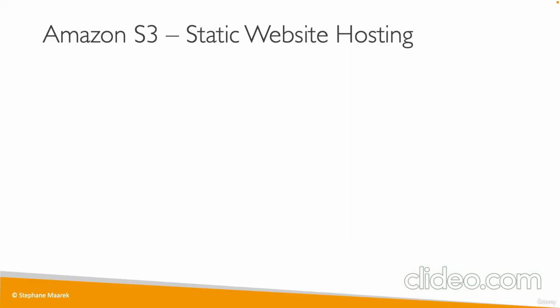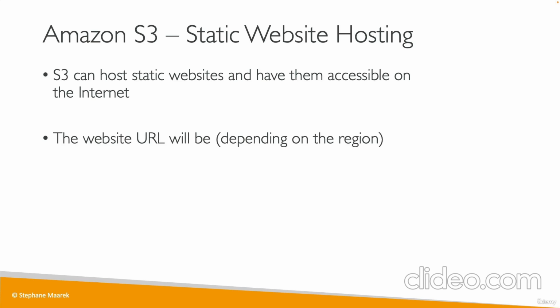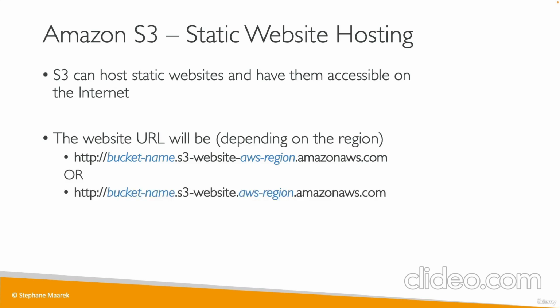So now let's talk about how Amazon S3 can be used to create a static website. So S3 can host static websites and have them accessible on the internet. And the website URL will be, depending on the AWS region where you create this, either this or that. And they look very, very similar, as you can tell, but the only difference is that here you have a dash and here you have a dot. It doesn't really matter for you to remember this, but just so you know, here it is.